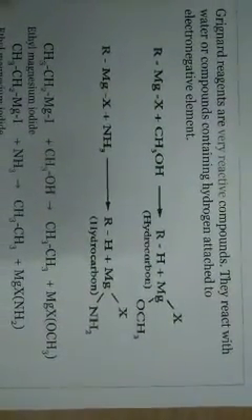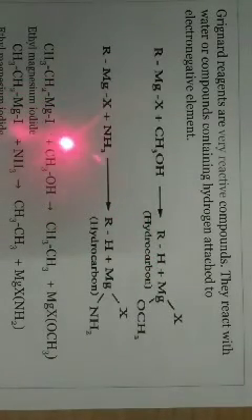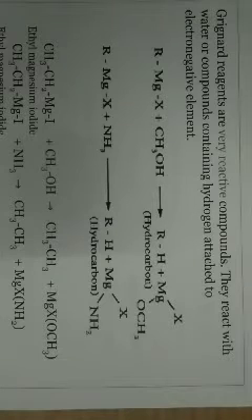Why is it so? Because Grignard's reagents are very reactive compounds and they react with water or compounds containing hydrogen attached to an electronegative element, forming hydrocarbons, alkanes. Here you can see RMgX, Grignard's reagent, reacts with CH3OH to give the hydrocarbon, alkane, or RMgX plus NH3 gives RH again, that is, the hydrocarbon is formed. Therefore we carry out this reaction in the presence of dry ether.